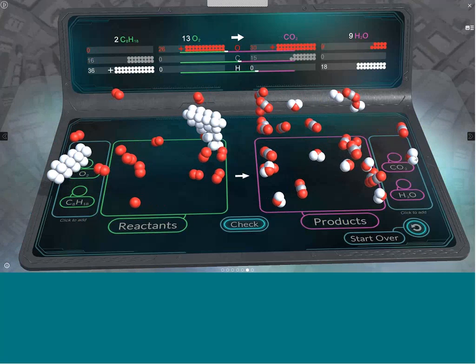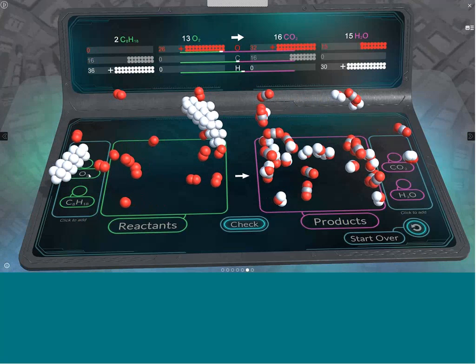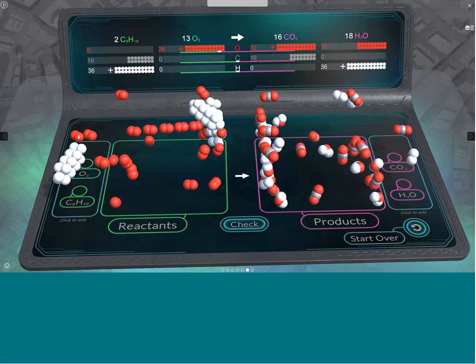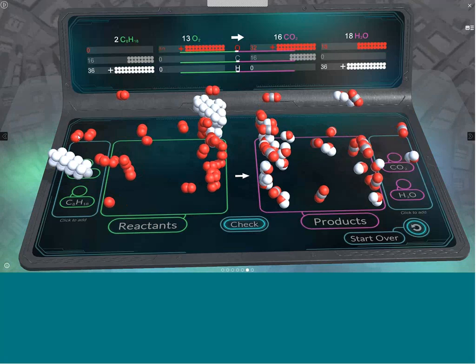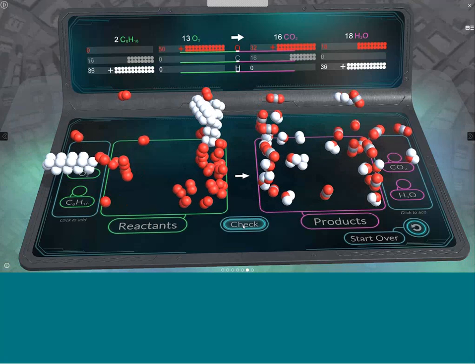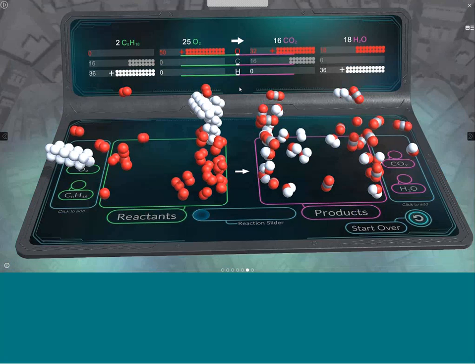I'm going to balance the hydrogens again, just like we did a minute ago. And now I'm going to try to balance the oxygens again. And there we go. Now we got it balanced. I'm going to hit the check button, and it flashes green and lets us know we got it right. So what we've done is we've balanced this equation.